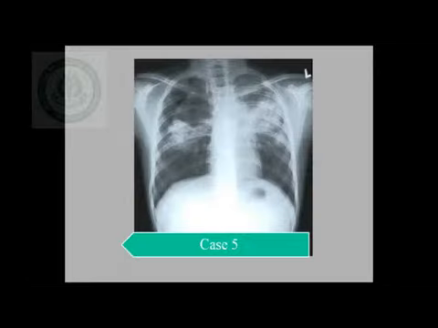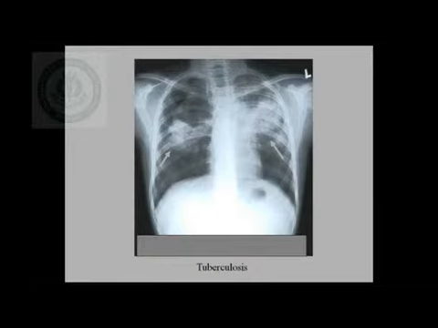This shows the cavitation with the fluid level. Okay, and this case shows bilateral upper lobe opacities, and you also note increased translucency over the right upper lobe. Now this is nothing but a case of bilateral upper lobe tuberculosis, with one of the cavities in the right upper lobe giving way and forming a localized pneumothorax. The total lung is not collapsed. You see only the partial collapse of the right upper lobe underneath the pneumothorax.